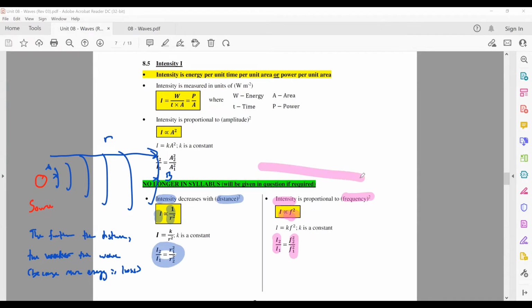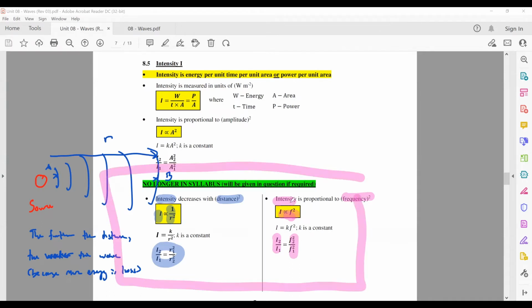Okay, but this entire thing here, don't worry about it. You are not required to memorize this. If you need to use this, we will give it to you inside the question. The one that you really need to know is this one. Intensity is proportional to amplitude squared.